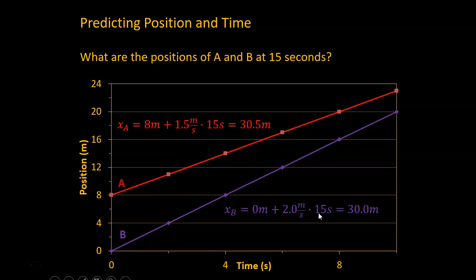Well, if it travels for 15 seconds, then in those 15 seconds it's going to move 2 meters per second times 15 seconds, or a total of 30 meters. And since it started at 0, its position will be 30 meters.